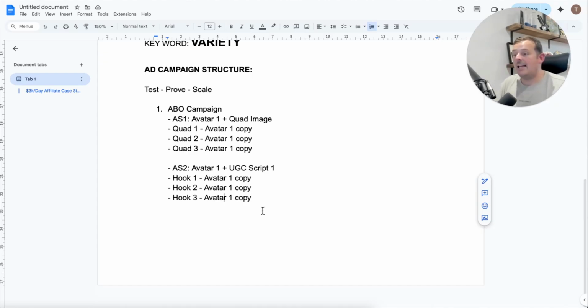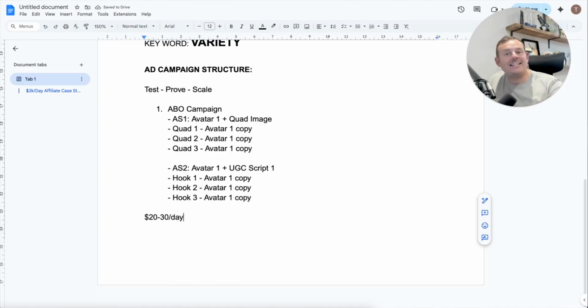Now, my initial testing budget is different. If it's an offer that pays out less than, let's say, $100, in fact, let's say less than $60, $70, then I'm happy. $20 to $30 a day is where I'll usually start with these ad sets. So if I had 9 ad sets at $20 a day, that means my total budget's $180, right?